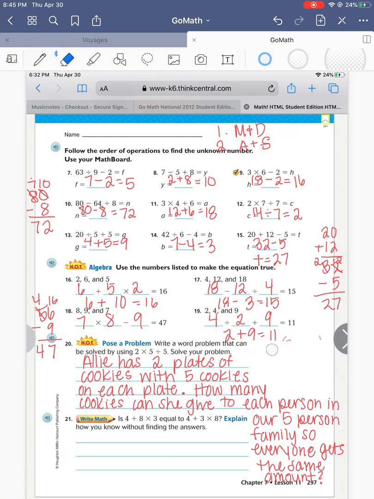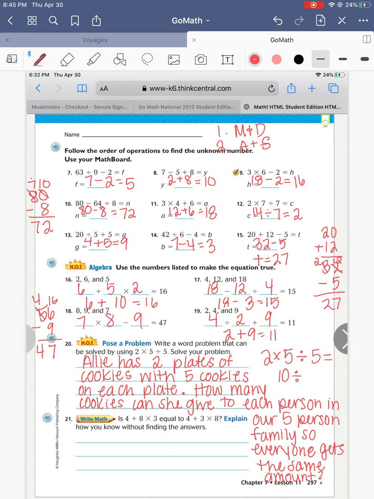So if I'm writing that problem, I'm going to erase over here so I can do the problem. So Allie has 2 plates of cookies with 5 cookies on each. Whoops, 2 times 5. And then I'm taking those, my 2 plates of cookies times 5, and giving each person in my family the same number of cookies. So dividing it by the 5 people in our family.